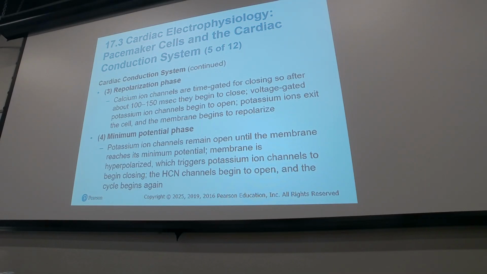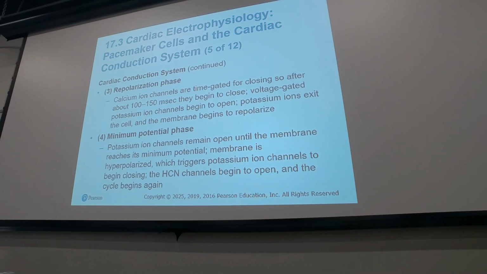And then you start the repolarization phase, which basically happens 100 to 150 milliseconds after the calcium channels have opened. And then you close these calcium channels, and then you open your potassium channels. So potassium will exit, and then no more calcium enters. So your cells from plus 10 gradually become more negative because you lose your positive charges.